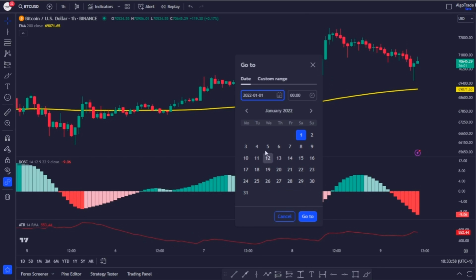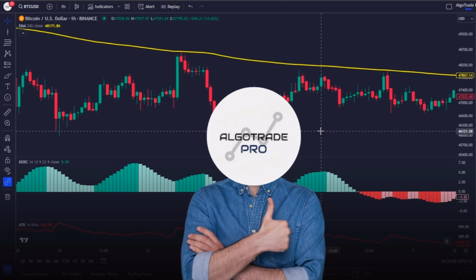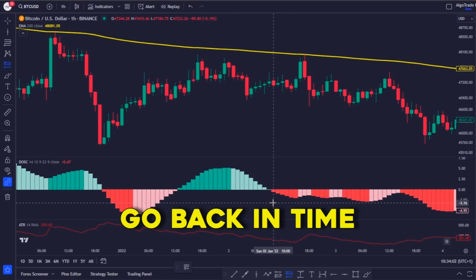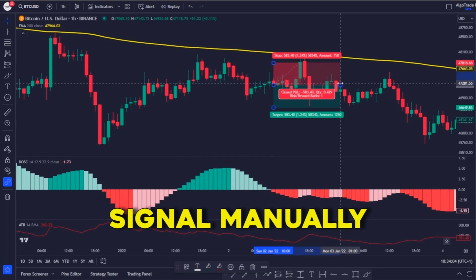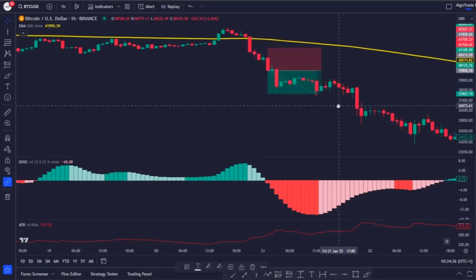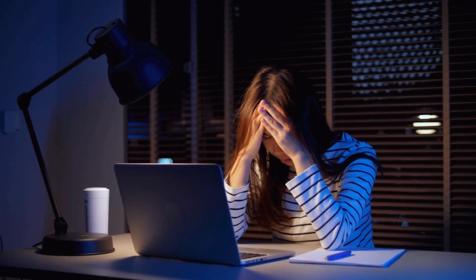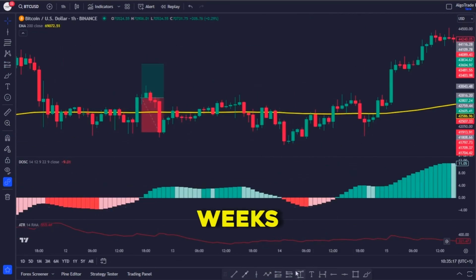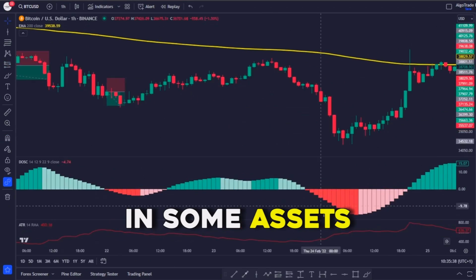Now, the most popular way of backtesting is pretty simple to do. We just need to go back in time and check every signal manually, taking notes of the outcome on a paper or Excel sheet. But as you can imagine, this is a highly exhausting process that will take us some weeks or months to perform in some assets.